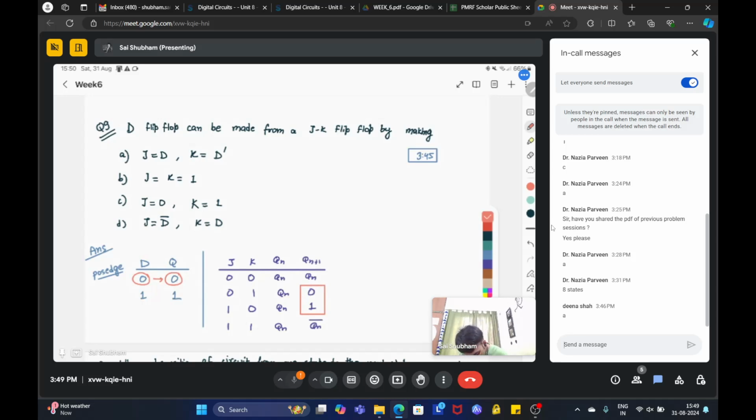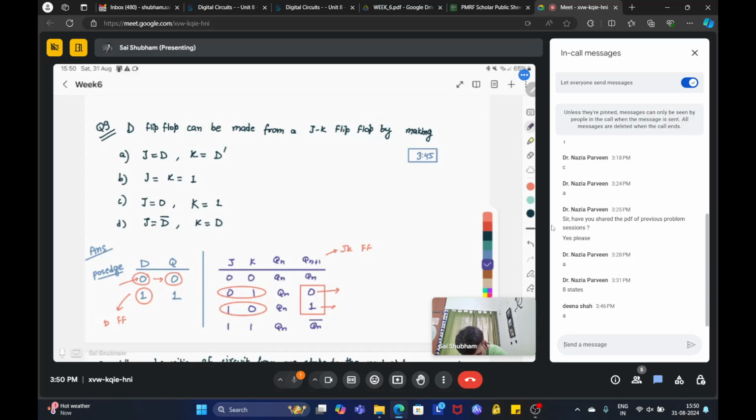So as you can see, this is the truth table for JK flip flop. This is the truth table for D flip flop. The interesting thing to note is that the output is 0 when J is 0 and K is 1, and in that case here D is 0. Similarly, the output is 1 when J is 1 and K is 0, and here you can see that D is 1.